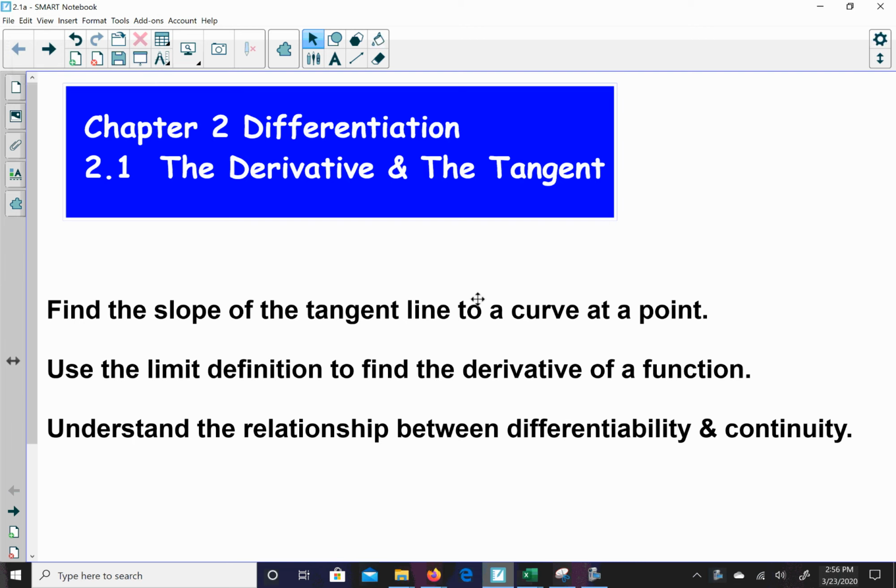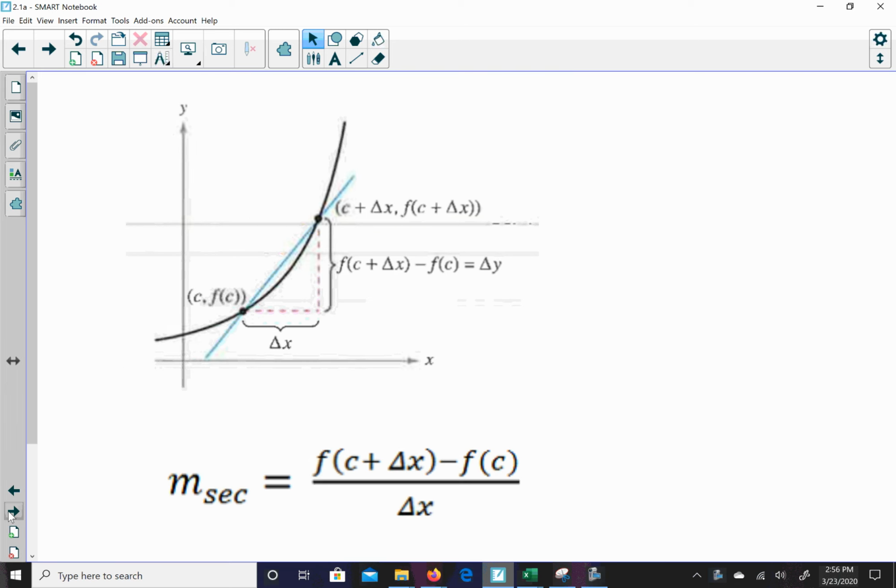And what we're going to learn in this video is how to find the slope of a tangent line to a curve at a point, use the limit definition to find the derivative of a function, and understand the relationship between differentiability and continuity. So here we go, first slide.